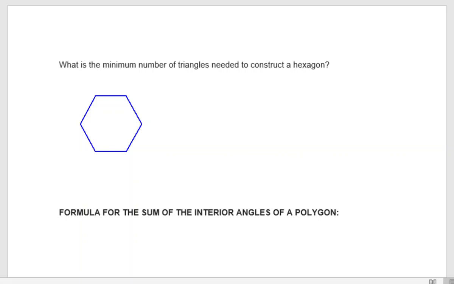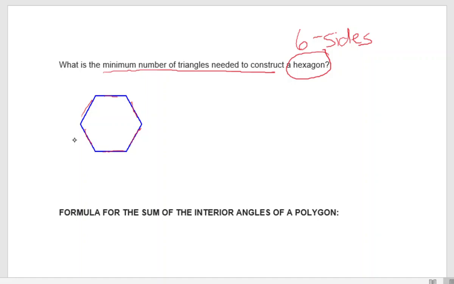We're going to talk about the sum of the interior angles of a polygon. So in the picture that we see here, we have a polygon that has 1, 2, 3, 4, 5, 6 sides, and a 6-sided polygon is called a hexagon. They are asking us what is the minimum number of triangles needed to construct this hexagon.